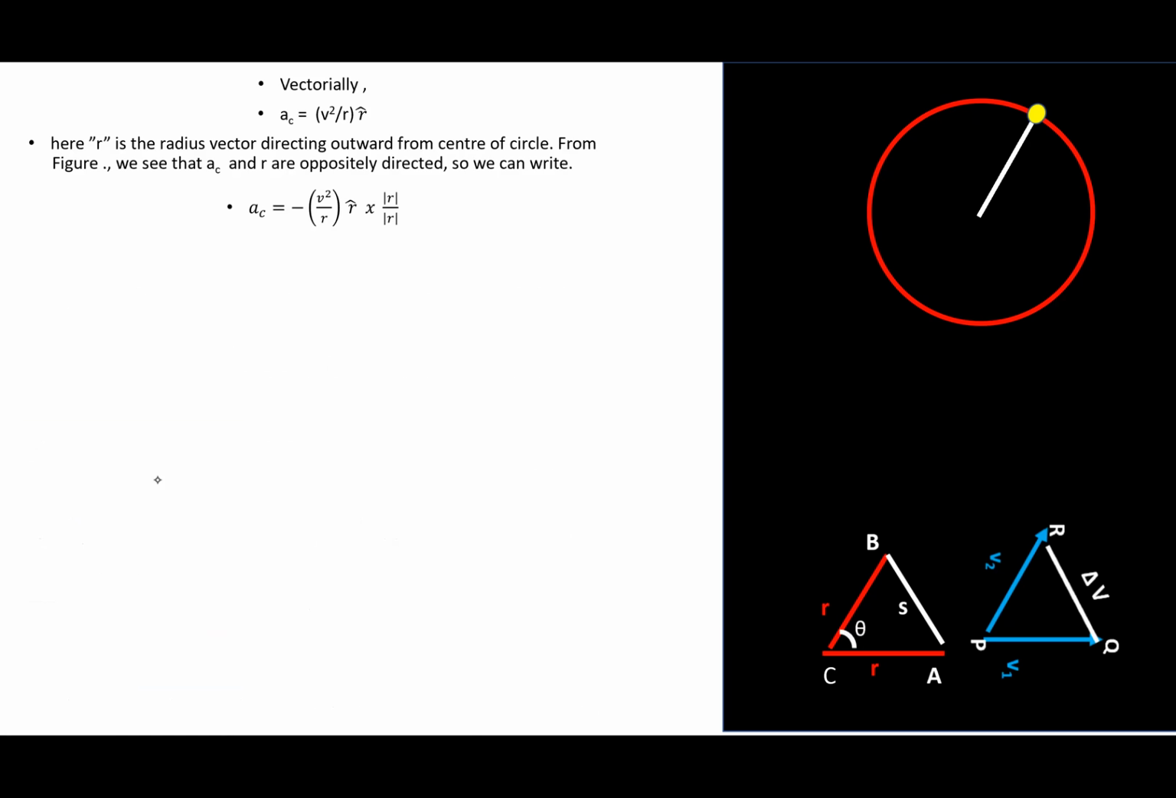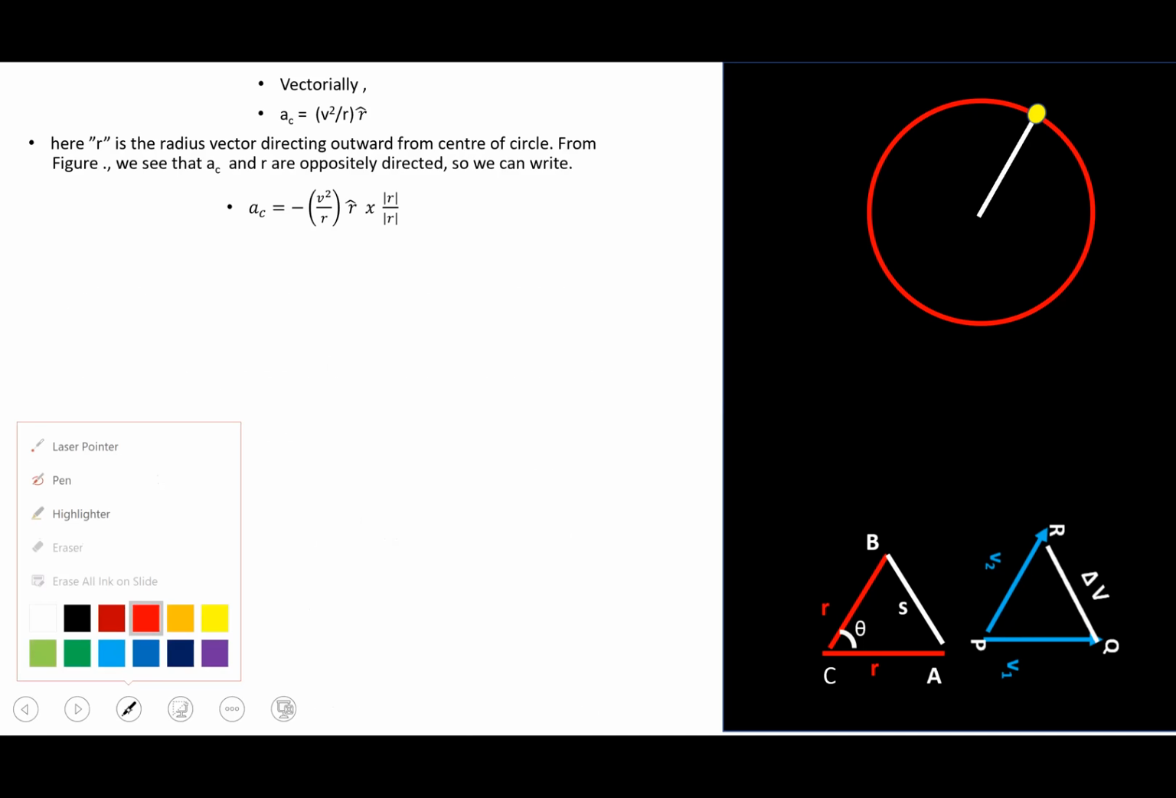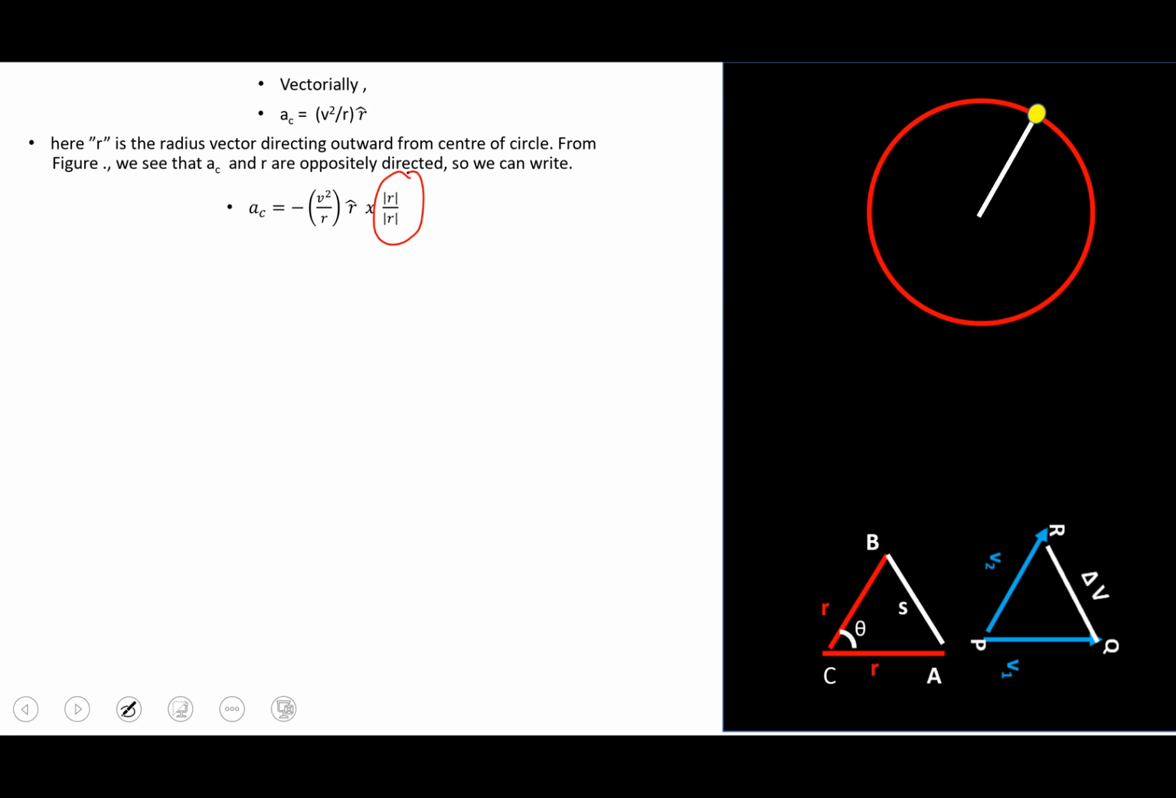We see that AC and R are oppositely directed, so we can write it down as AC is equal to minus V square over R into the unit vector r multiplied by magnitude r and divided by r. So this is a mathematical process over here. We are multiplying it by 1. Because these two will basically cancel, it doesn't make any difference in the equation, but it basically changed the shape of the equation.